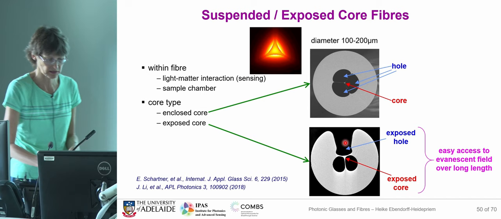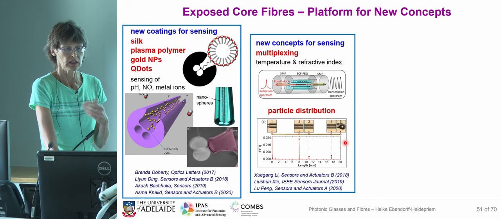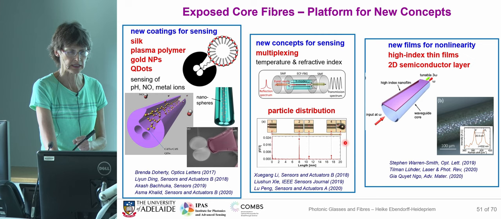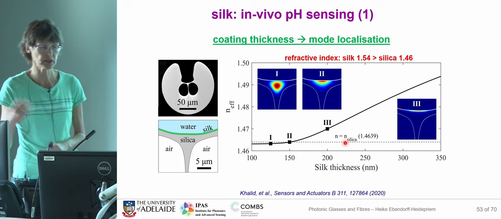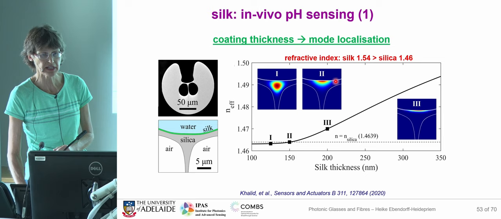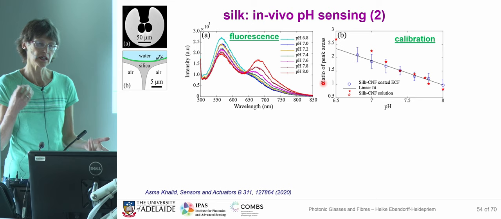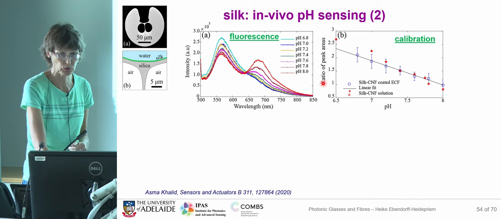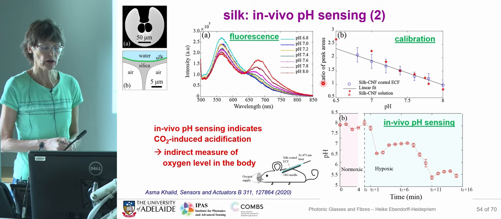So we use this exposed core fiber for a range of new concepts, new coatings, new sensing concepts, but also new films for nonlinearity. I will just give very few examples. One is placing a silk coating, which is a biocompatible polymer, on the surface of the exposed core. There, from a physics point of view, it's important to find the right coating thickness so that enough light is in the coating and in the glass to achieve the light matter overlap. And then they doped the silk with a ratiometric pH sensitive fluorophore, calibrated it, inserted the fiber into a living animal, and then they could measure the pH in vivo of the animal.